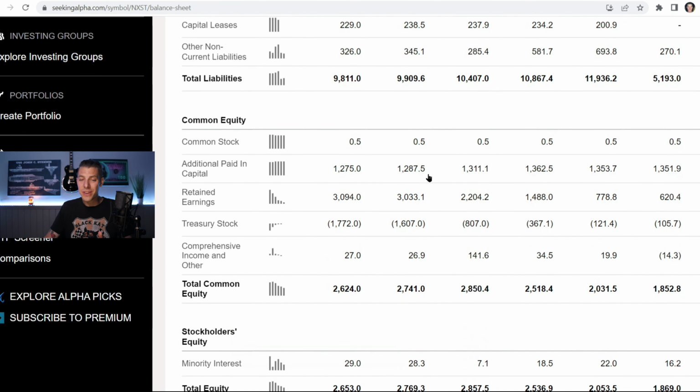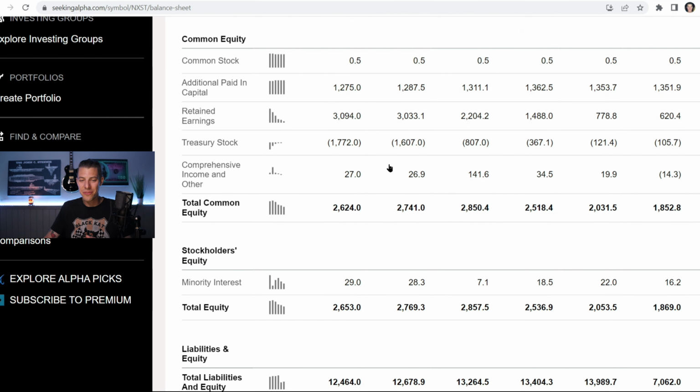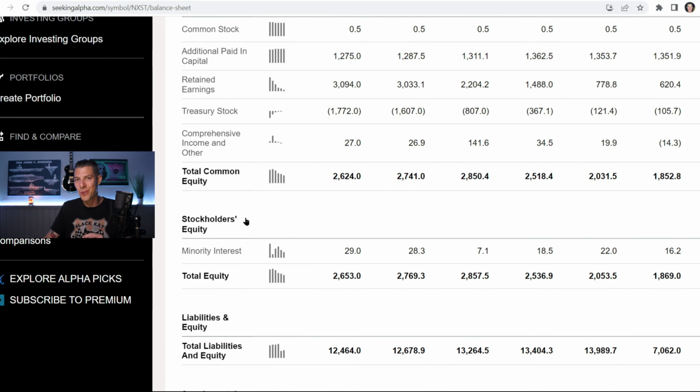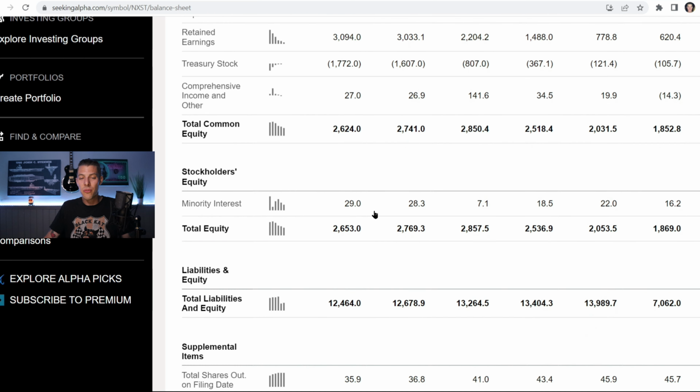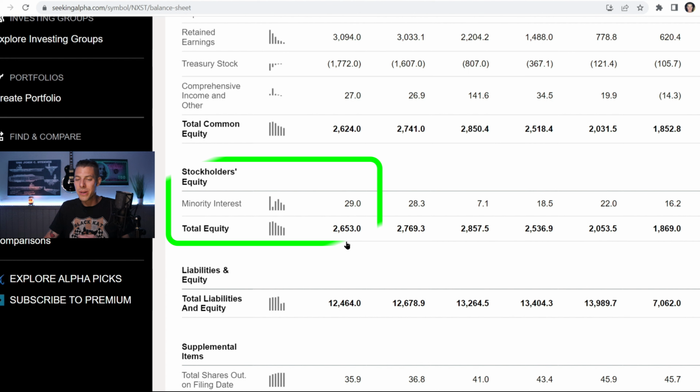And now the fun part of this balance sheet here is we get to find out the stockholders' equity. That means what you would be entitled to as a shareholder, obviously spread out amongst all the shares outstanding. And it's simply if all the assets were sold to pay off all the liabilities, what would be left over, if anything? So for Nexstar Media, we see there would be $2.653 billion.